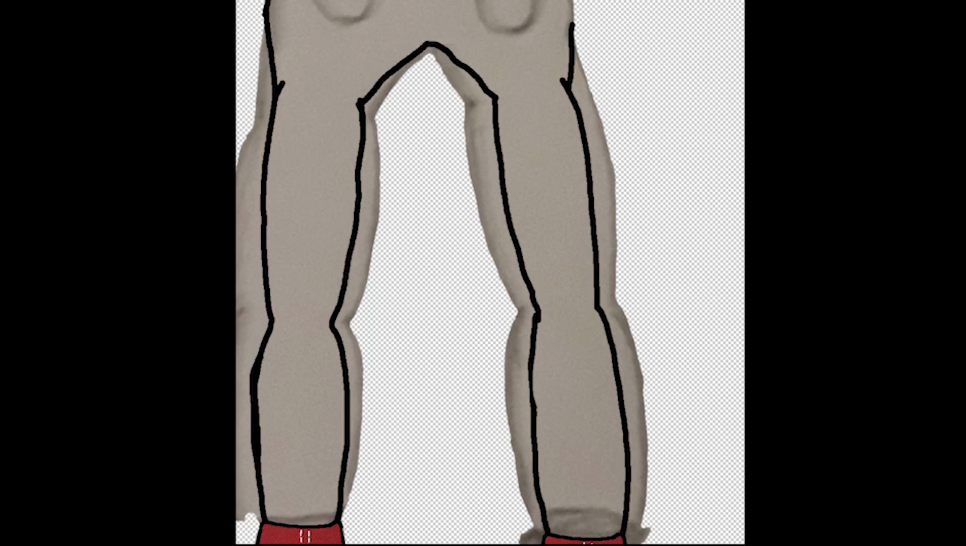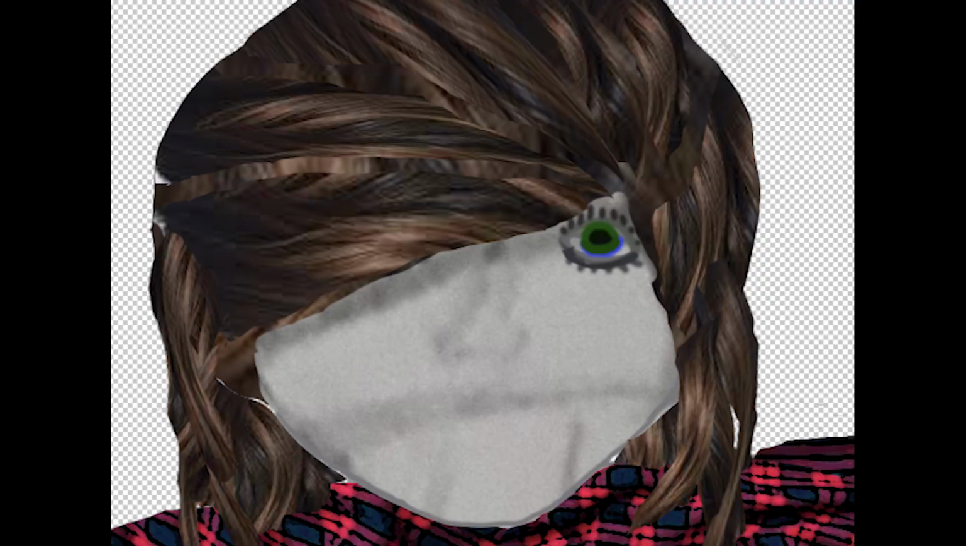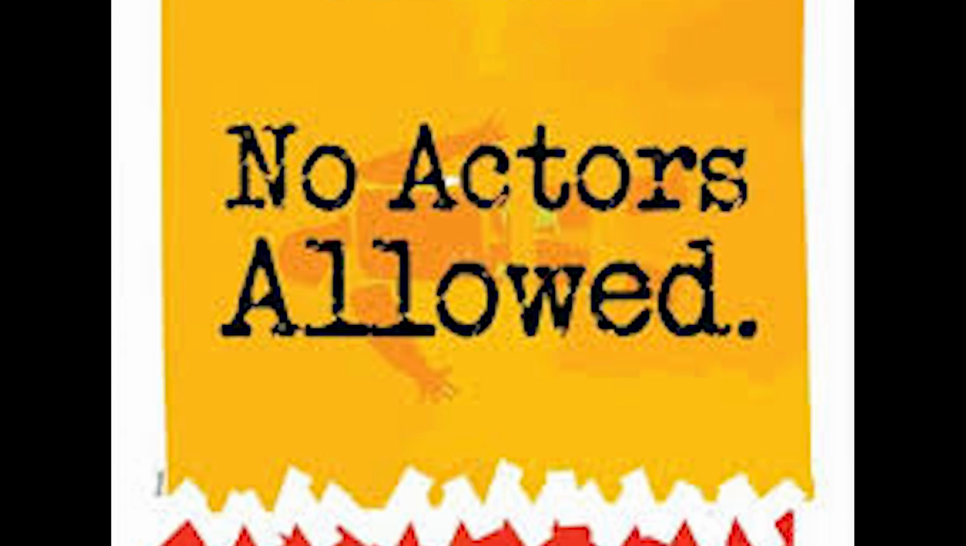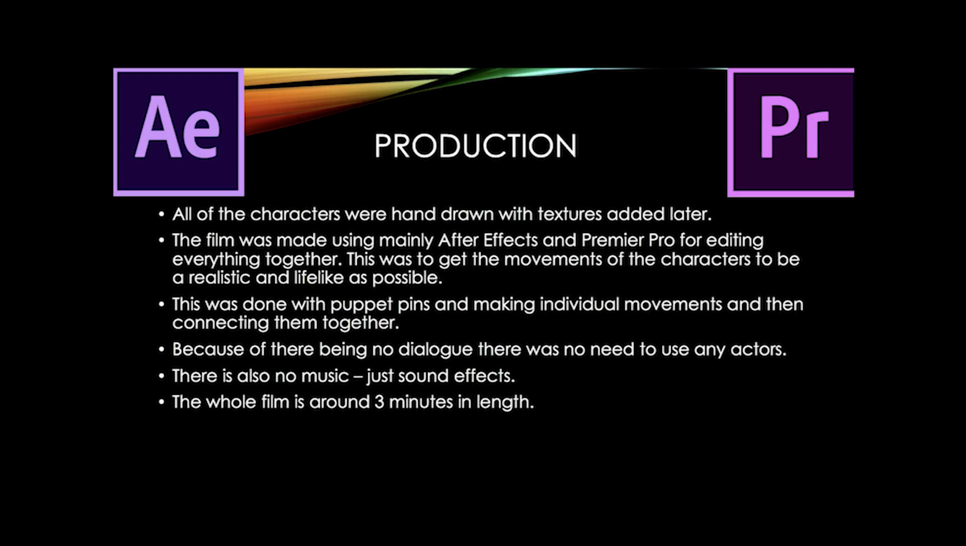The film was made using mainly After Effects and Premiere Pro for editing everything together. This was to get the movements of the characters to be as realistic and lifelike as possible, because in After Effects, you can use things called puppet pins, which you fit on the character so that you can make it move realistically. Because there is no dialogue, as it's a silent film, there's also no need to use any actors, so the whole production was just myself.